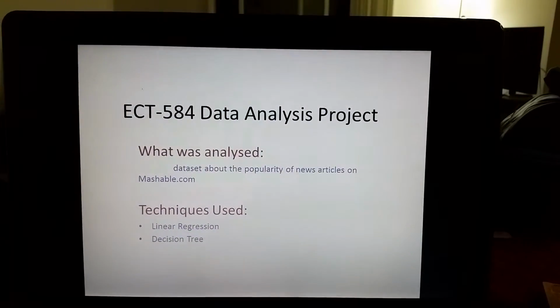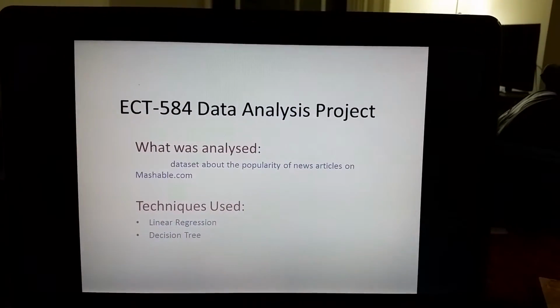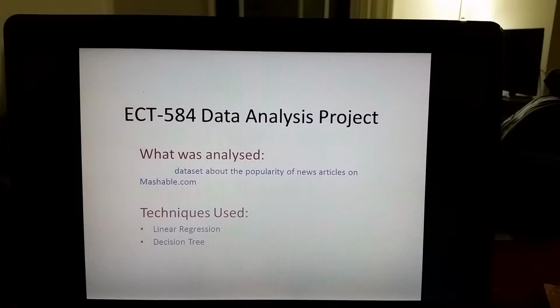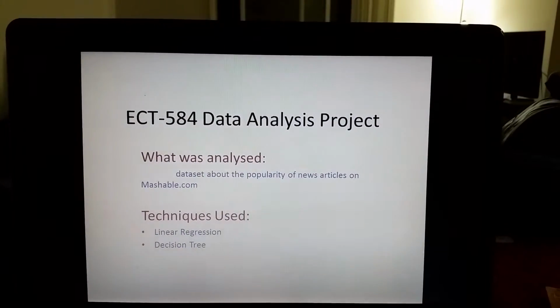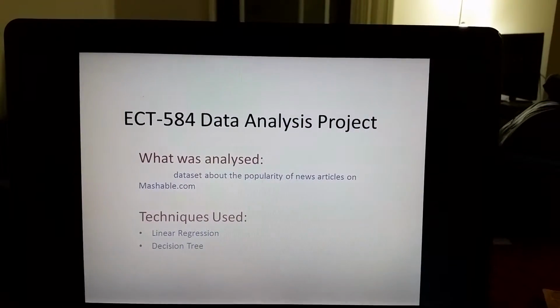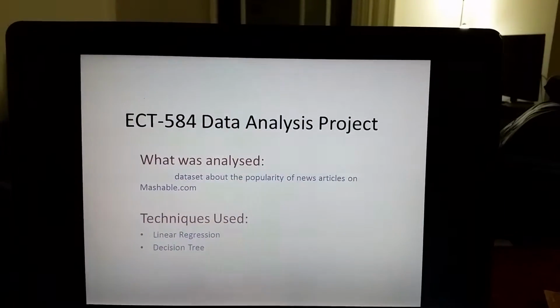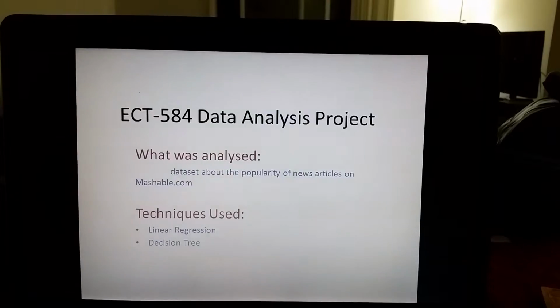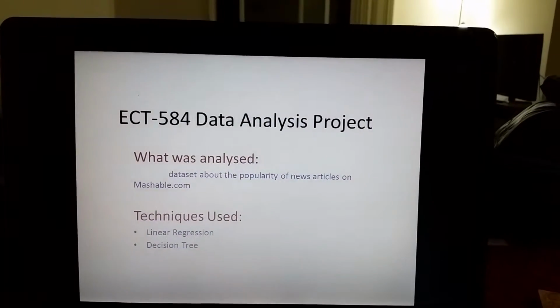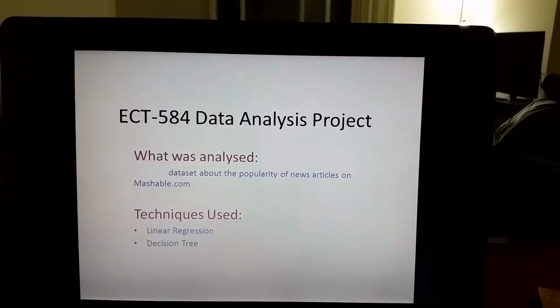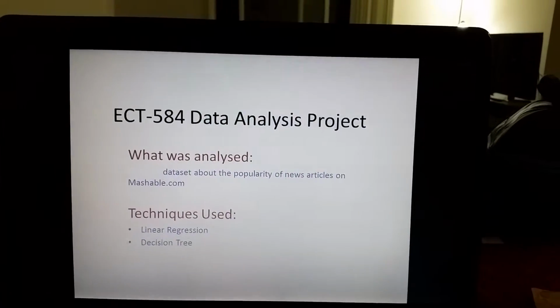In this project I have looked at this data set with the intent of finding the attributes which are contributing most towards the prediction of the popularity, or the class variable shares. And I have used two different techniques to achieve that. One is linear regression and another is decision tree.